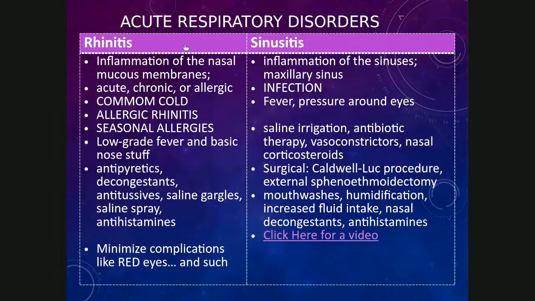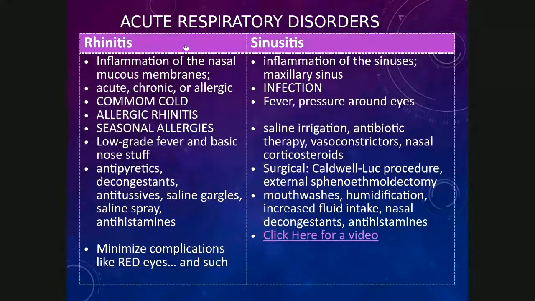Okay, so rhinitis is inflammation of the nasal mucous membranes. It can be acute, chronic, or a result of allergies. Some causes of rhinitis are the common cold, allergies, like being allergic to something, having an allergic reaction, and seasonal allergies. Most of the time you'll have a low-grade fever, and you'll have a stuffy nose, runny nose, which can lead to postnasal drip and stuff like that.